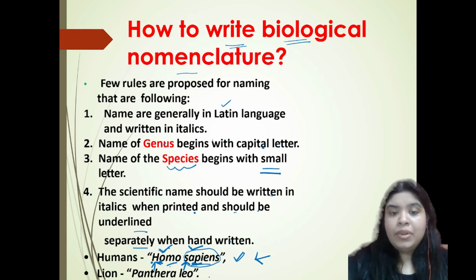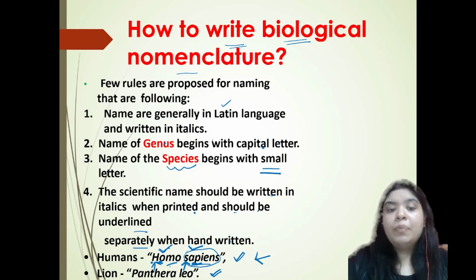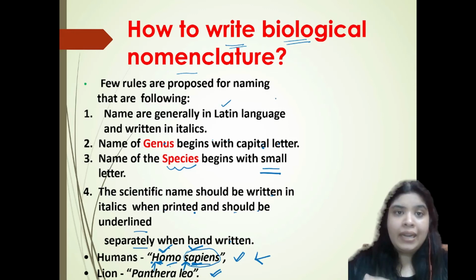One more example we can see over here is Panthera leo. This is the biological or binomial nomenclature for lion. You can see here the rules are being followed. Panthera represents the genus. P is written in capitals. Leo represents the species, and L is written in a small letter, plus it is written in italics. So these are some of the rules which have to be taken into consideration whenever you are writing any organism by its binomial nomenclature.